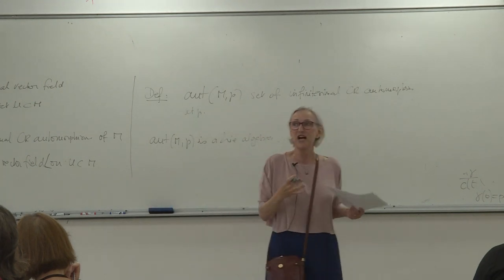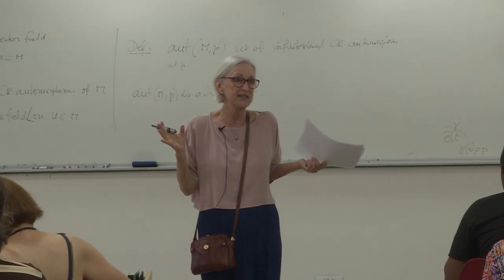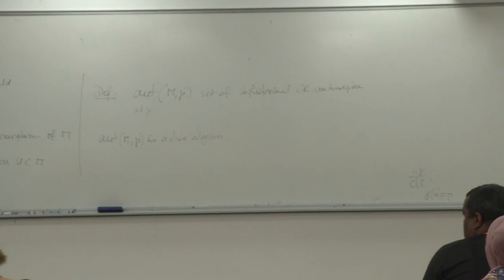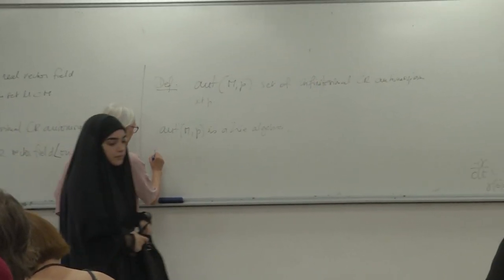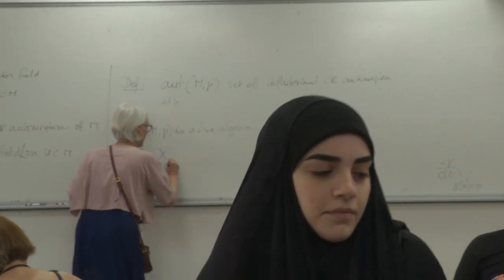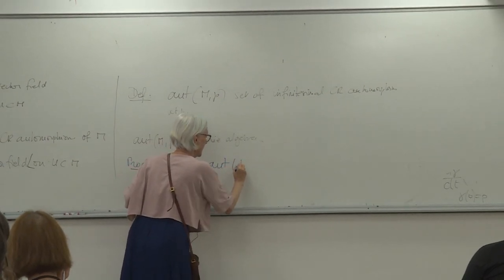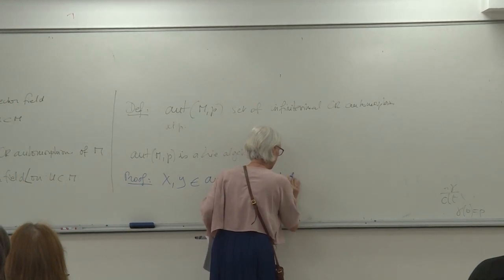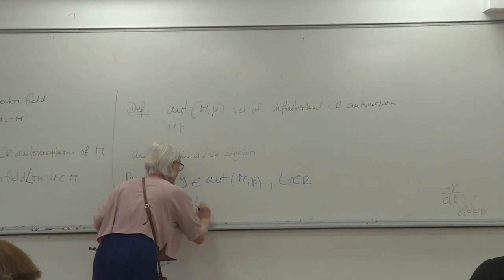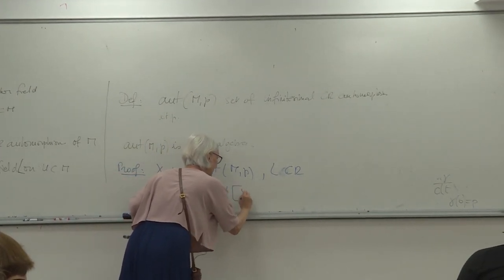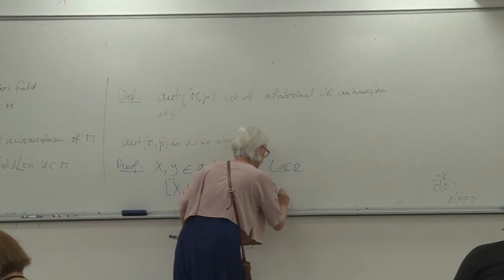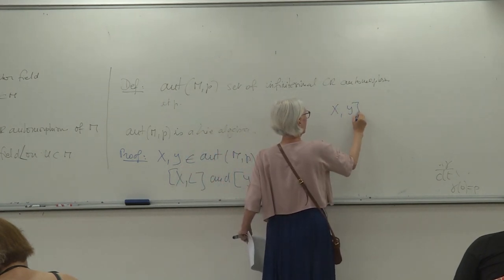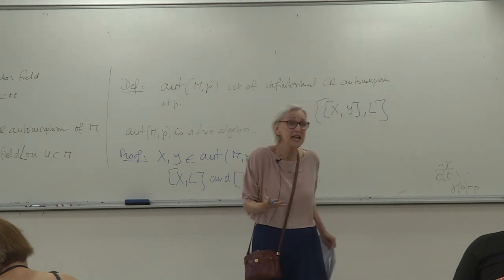Why is it so? It's enough to see that if you take two of them, the Lie bracket is still there, okay? So how do you do that? Proof. Take X and Y in Aut M at P. By the characterization theorem, if you take L CR, then XL and YL are again CR. Okay? And now what do you want to see? You want to see that [X,Y]L should be CR for any L, because it's again the characterization.